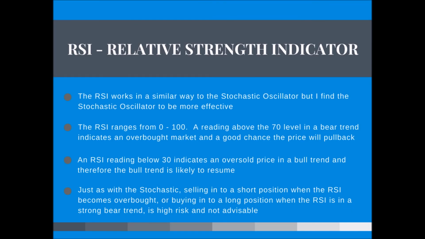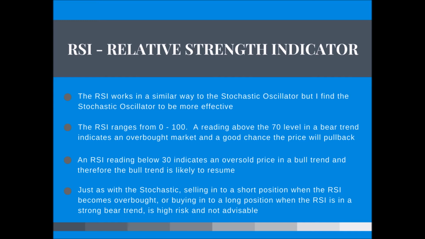The RSI is the relative strength indicator. It works in a similar way to the stochastic oscillator, but I actually find the stochastic oscillator to be more effective. The RSI ranges from 0 to 100 as well. A reading above the 70 level in a bear trend indicates an overbought market and a good chance the price will pull back. An RSI reading below 30 indicates an oversold price in a bull trend, and therefore the bull trend is likely to resume.